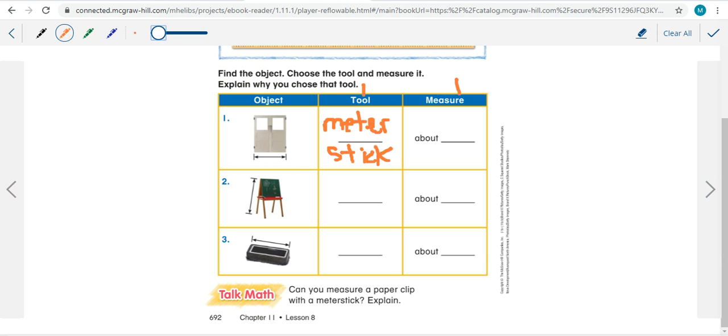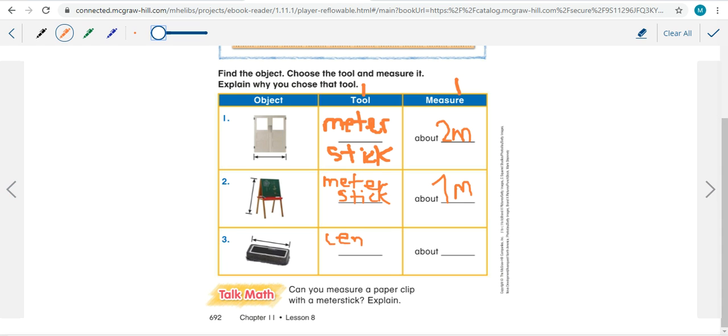Okay, so this door is kind of big, so it's about 2 meters. This is another object which is a little bit big, so we also use a meter stick, because it's bigger. This is about 1 meter. Now, how about the eraser? The eraser is a little bit small, so we use a centimeter ruler.